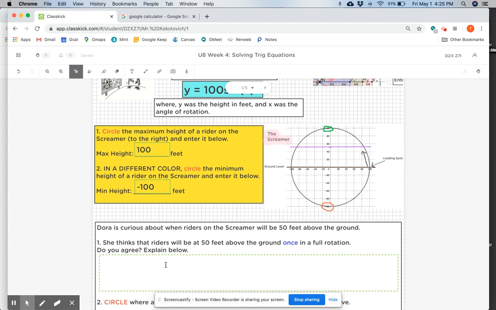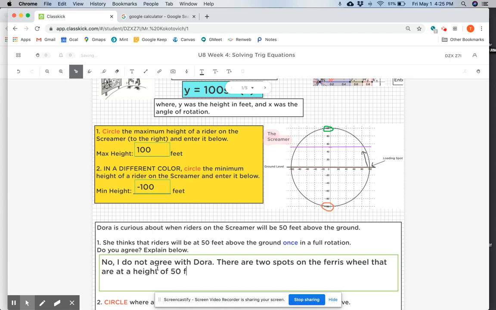So no, I do not agree with Dora. There are two spots on the Ferris wheel that are at a height of 50 feet.